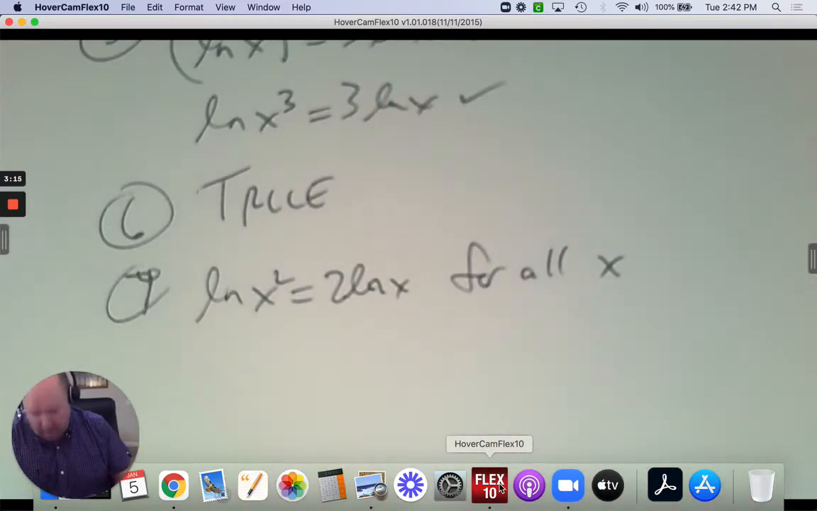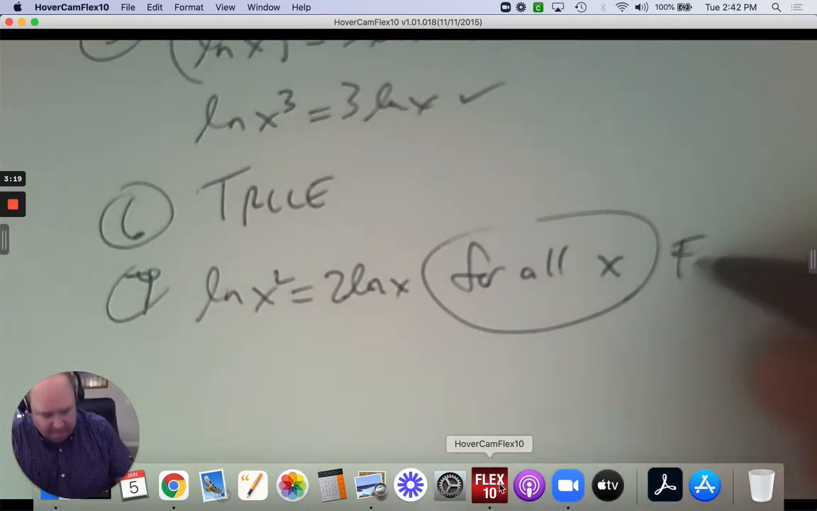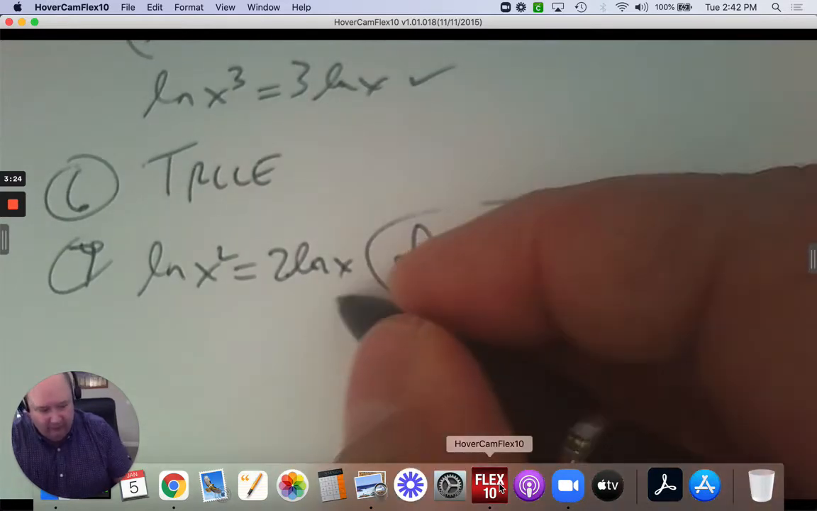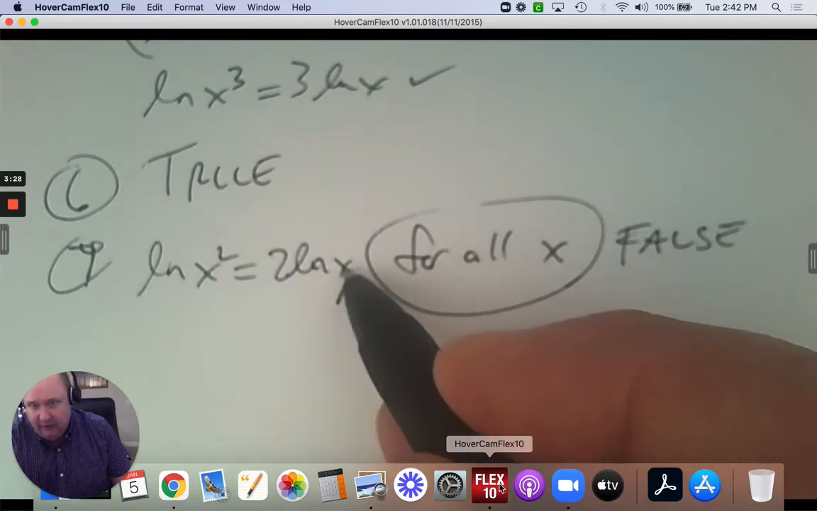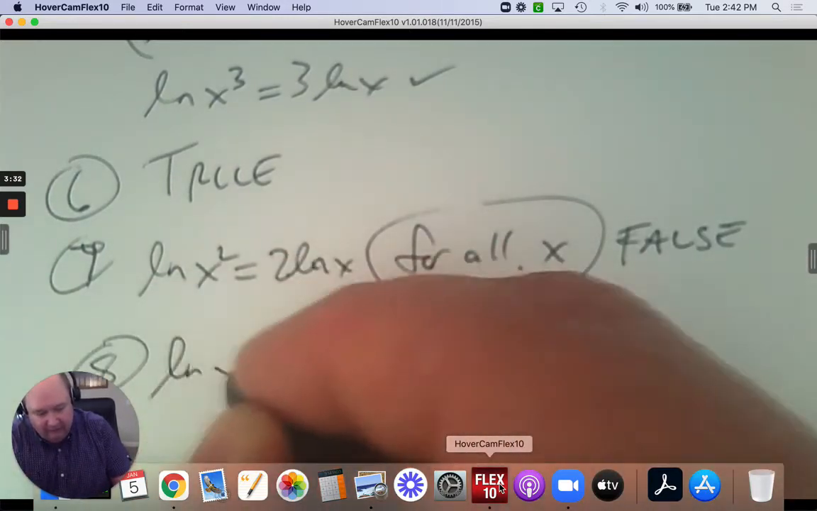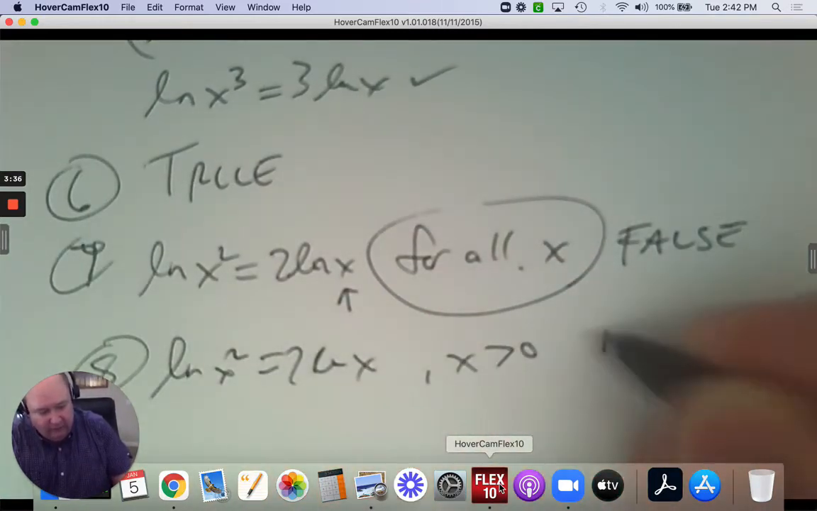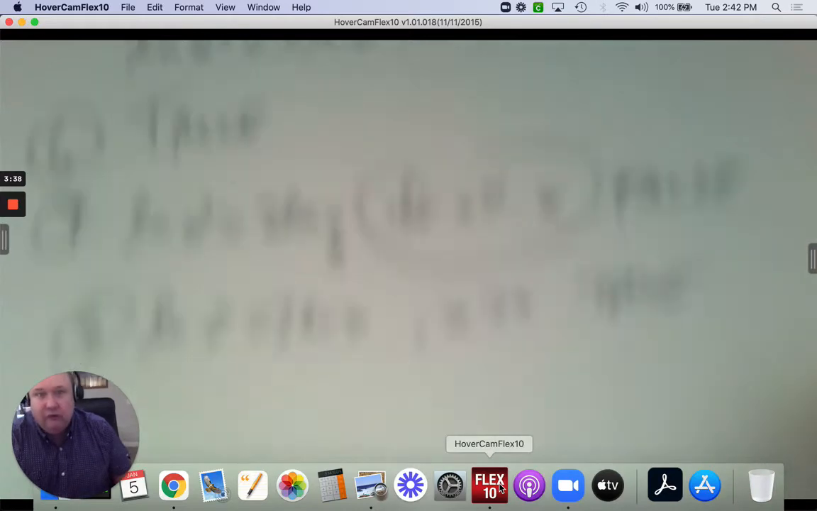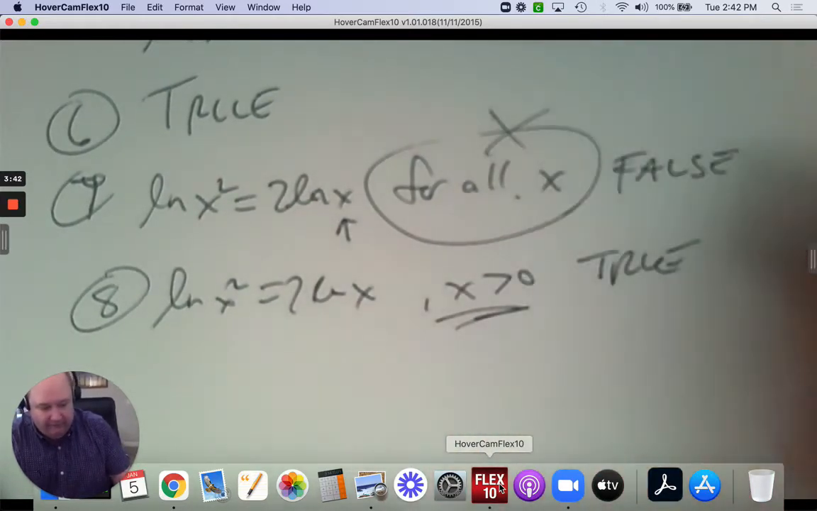Anyways, ln x squared equals 2 ln x, so close. This is the part that's wrong. Logarithm has a domain restriction. So we cannot have a negative number or 0 inside a logarithm. So for all x is false. Number 8 says the same thing, but then it has a domain restriction. It says for x greater than 0. That part is true. So this is the correct one. This is the bad one. All right, that's 1 through 8.